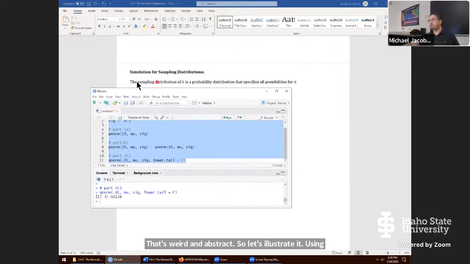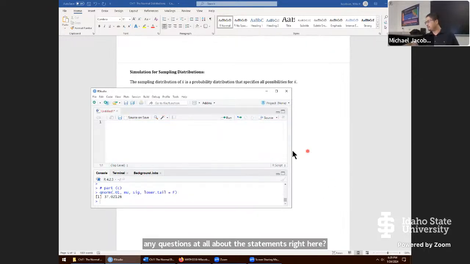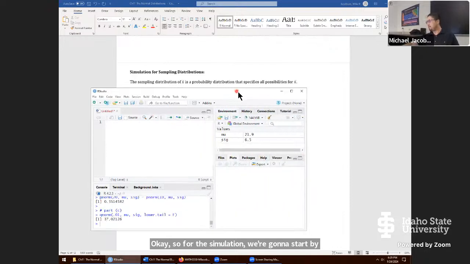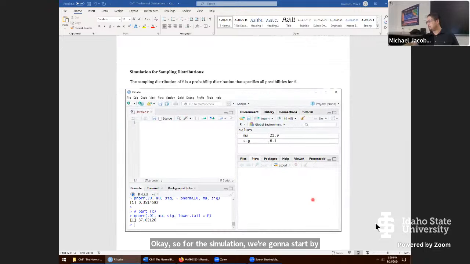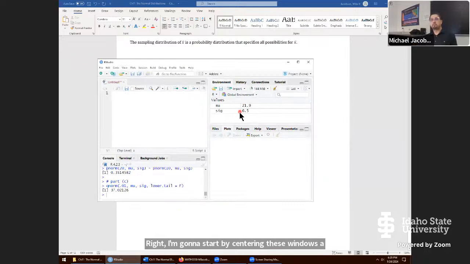First, any questions at all about the statements right here? Okay, so for the simulation, I'm going to start by centering these windows a little bit better so we know what we're working with. And we need something that is not a nice population. We've been dealing with really nice populations that we're assuming normality on, and here's one that's bad.